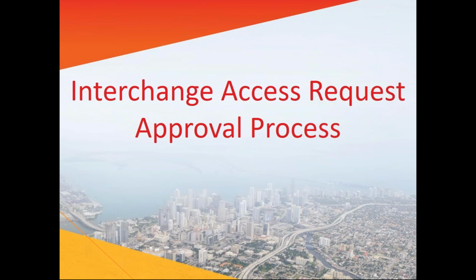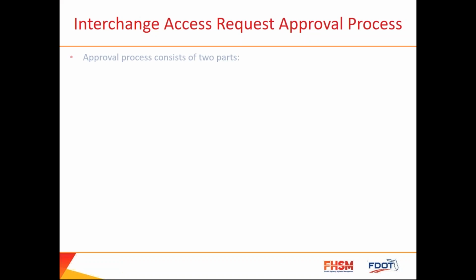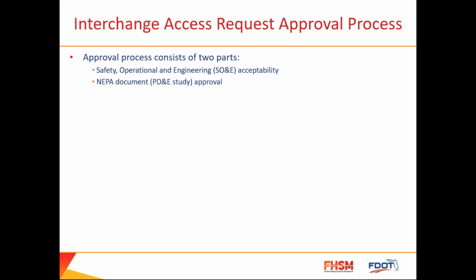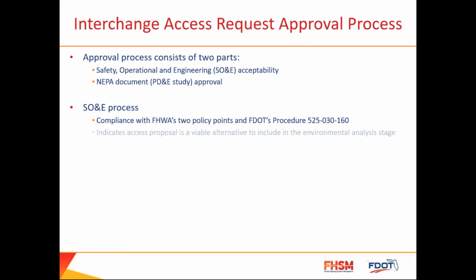All right, now we're going to talk about the approval process. So the approval process consists of 2 parts. The first part is the safety, operational, and engineering acceptability. Or PD&E study. So for the SO&E process, that's where we meet our compliance with Federal Highway's 2 policy points, as well as FDOT's procedure.